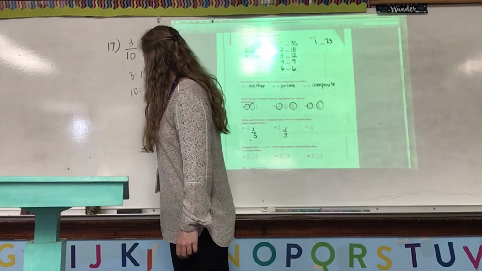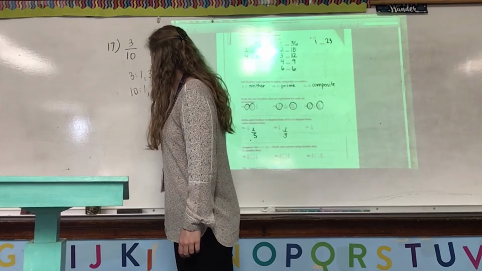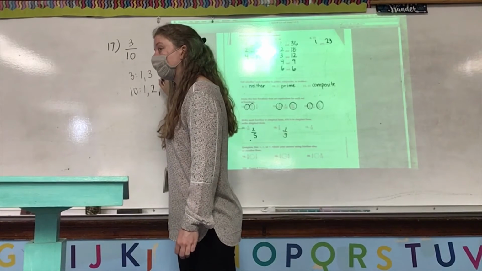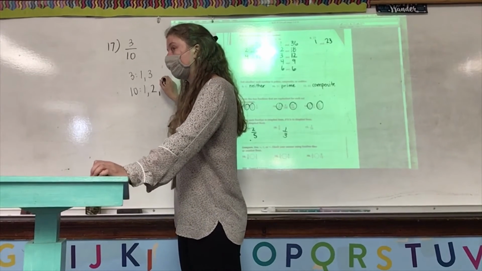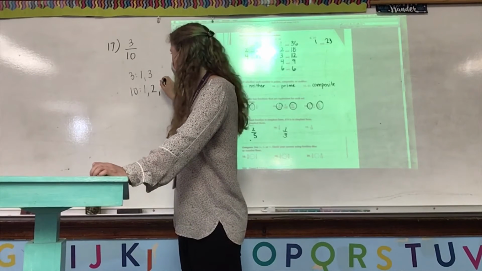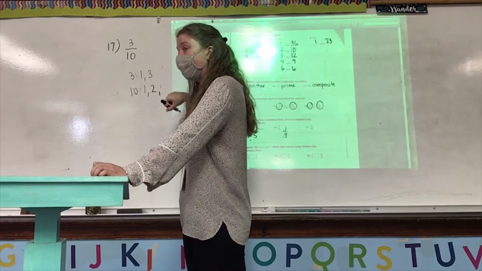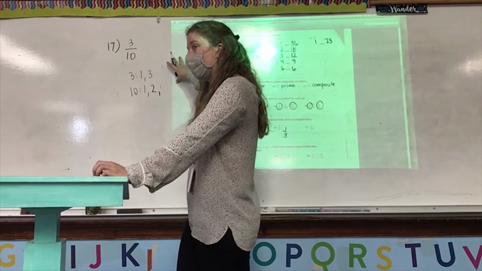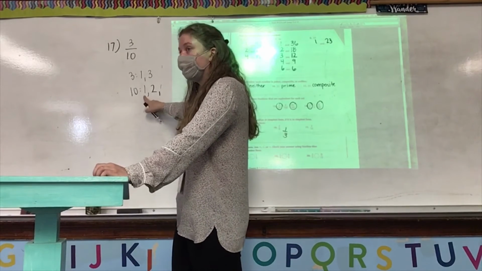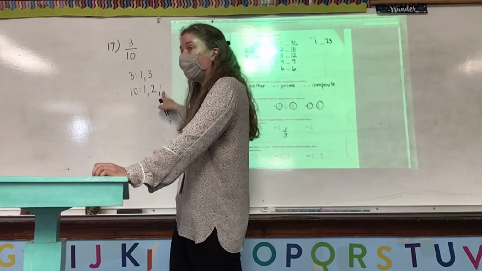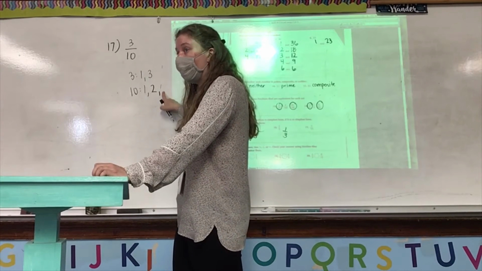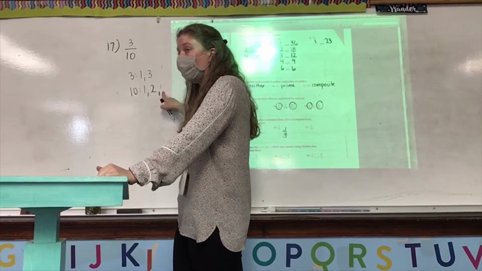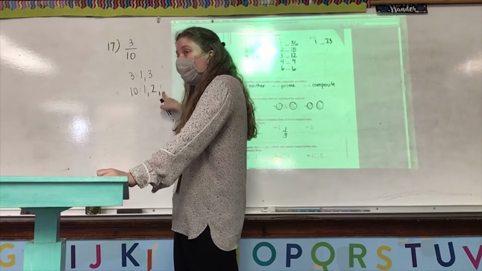Factors. 1, 2. 1 and 2 are the only factors of 10. Copy from number 14. You were either supposed to copy it from up here or already have had it. Mason, let's think. We know 2 is a factor. Is 3 a factor of 10? 4? Think of your basic facts. Is 4 times something 10? 5?